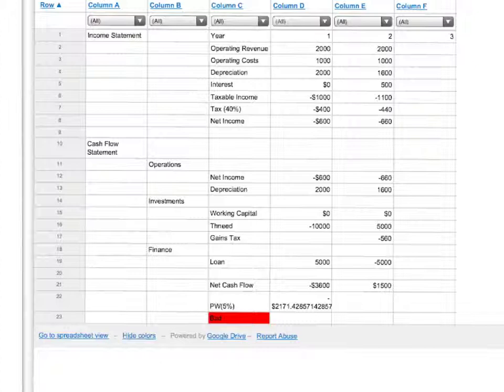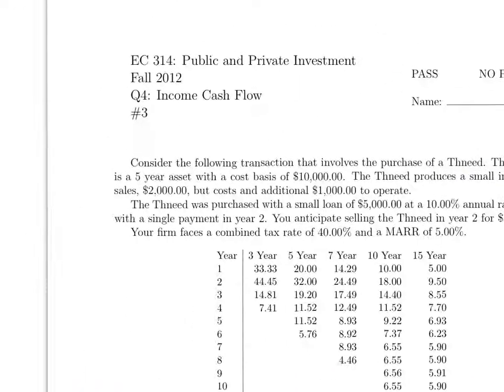So it's versus what it would have been in the world without a purchase and sale of THNEED, without this particular transaction. In order to get the present worth, all I did was take the negative 3,600 and then take this 1,500 and divide it by 1 plus the interest rate, which is 1.05 altogether. We end up with a negative number, so we found out that this was a bad investment. And there you go. There is an explanation for essential question number 4, version 3 from the fall of 2012.